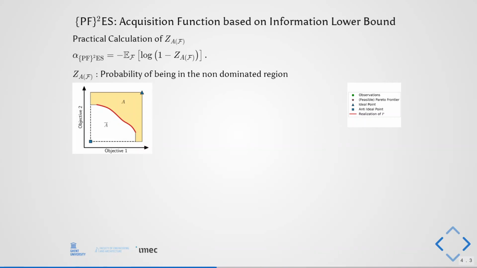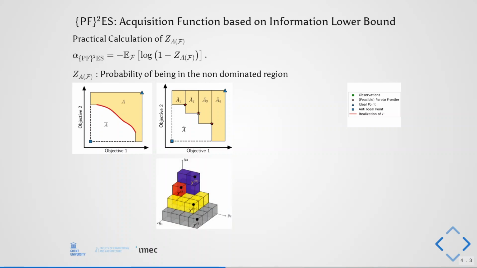To be more specific, we need to first partition or approximate this intractable non-dominated region, the yellow shaded area, into a set of rectangles, which have been represented by tilde A1 to tilde A4. And this can also be done in higher output spaces, like in these cases where the number of objectives equals 3.